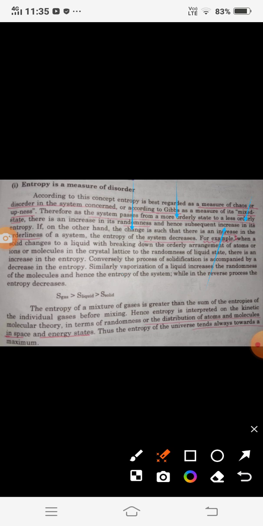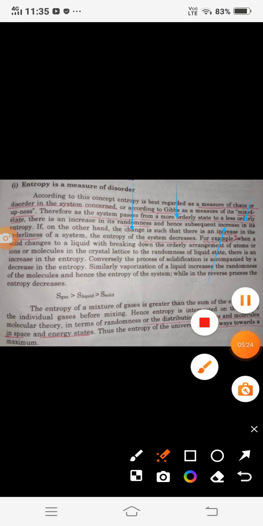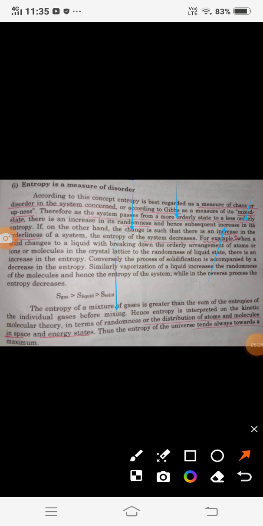The entropy of a mixture of gases is greater than the sum of the entropies of the individual gases. What does that mean? Before mixing, each individual gas has a specific type of arrangement, with specific forces like London dispersion forces that stabilize it. But when we mix the gases, their natures are different, and their attraction and repulsion towards each other is different. In this way the randomness of the system increases.